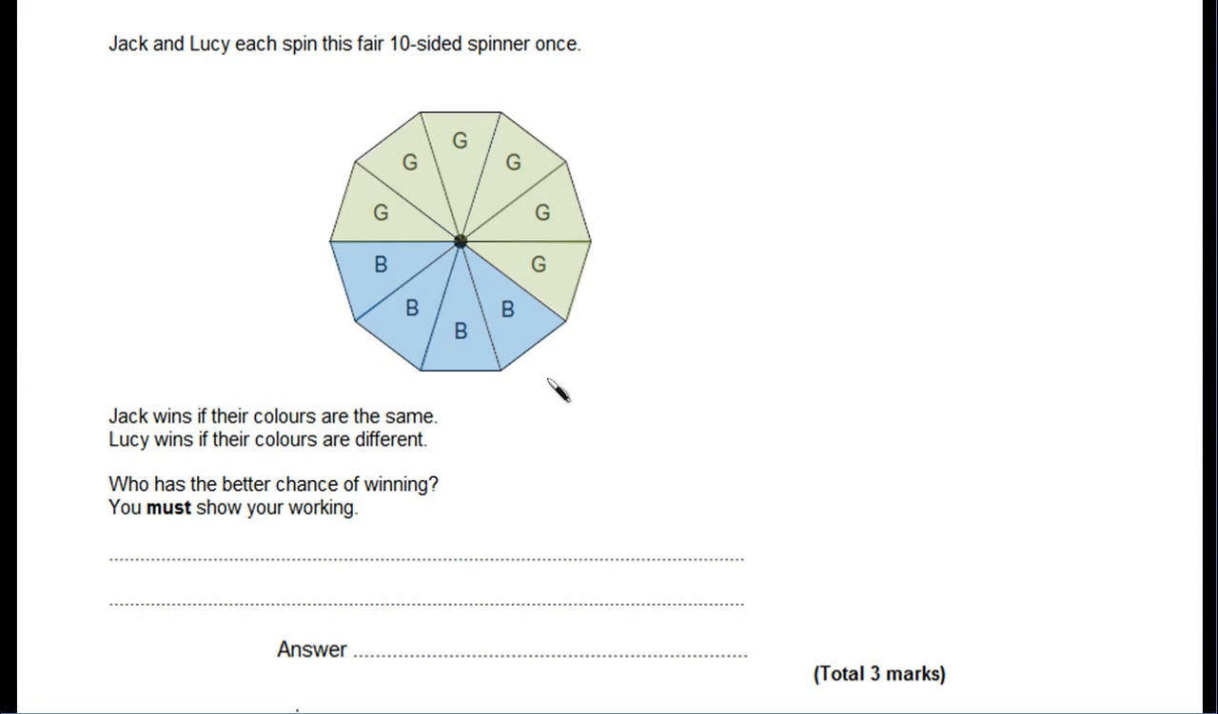Well, it's not easy to assess that with this situation. We've got a 10-sided spinner. We're going to spin it twice. So that's going to be 10 possible outcomes in the first instance, and then 10 in the second. So it's going to be 10 times 10, 100 possible outcomes. That seems a rather large number.